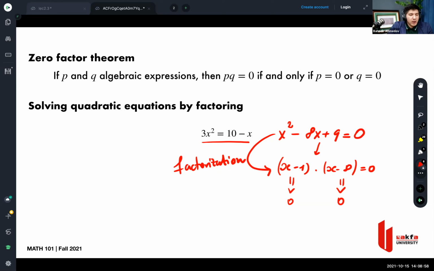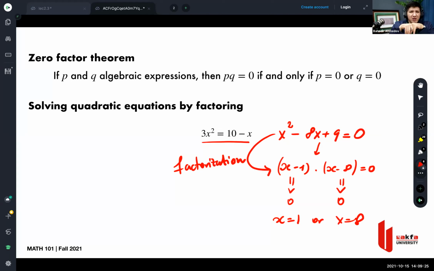So if you are able to write down a quadratic equation as factors, then you can easily find its roots, right? It's going to be either x is equal to 1 or x is equal to 9. So this is what the zero factor theorem tells you, that if you've got two expressions and the multiplication of them is equal to 0, it means that either one of them is equal to 0, or the second is equal to 0.